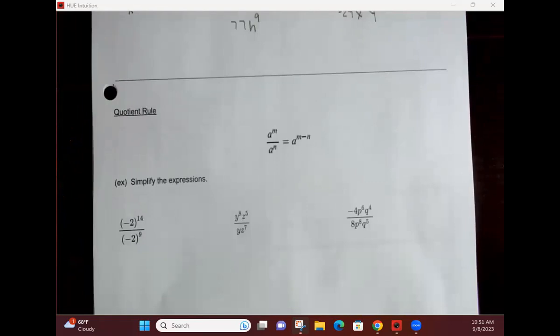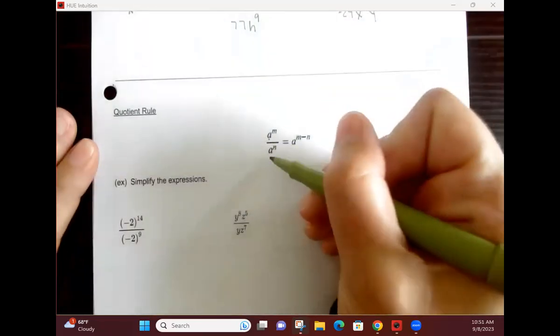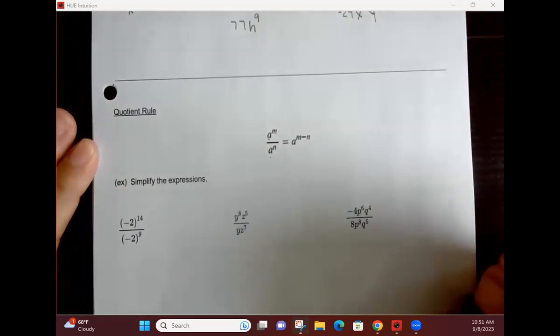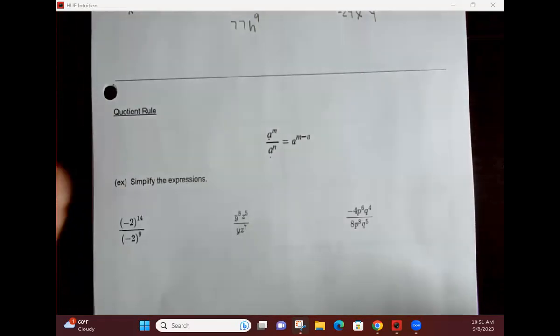The next thing we're going to look at is the quotient rule. So product rule when we're multiplying, quotient rule when we're dividing. That means I have things with the same base that I am dividing. So we can combine these like terms by subtracting their exponents. When we were multiplying, we added the exponents. When we're dividing, we subtract the exponents.